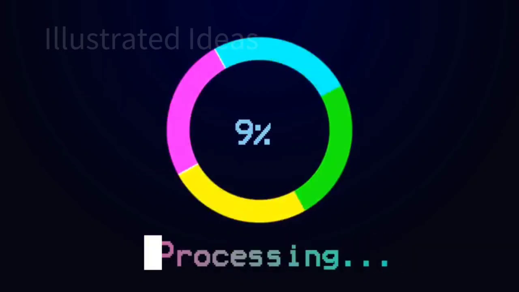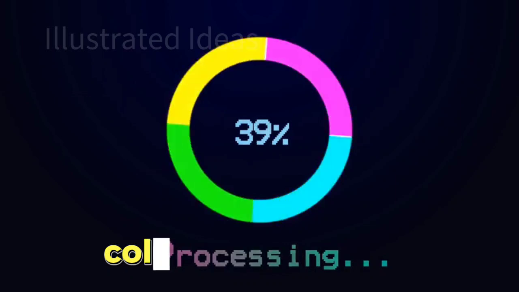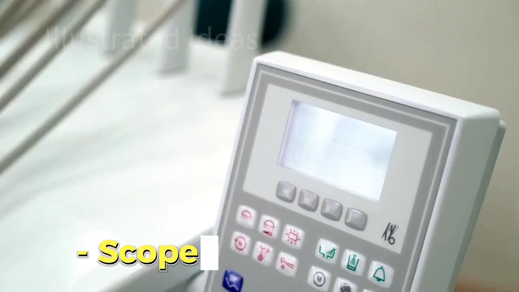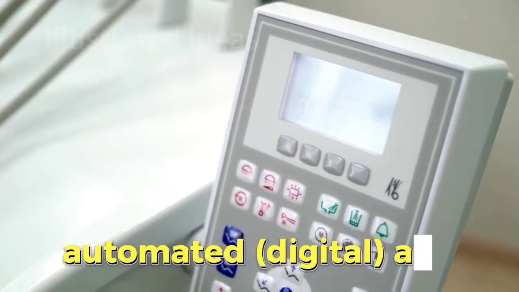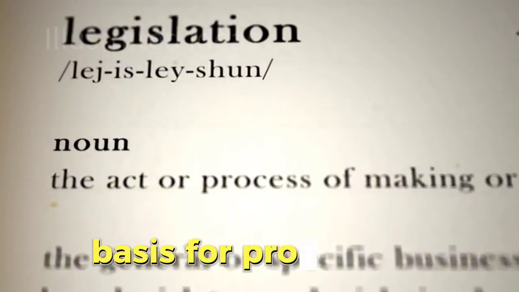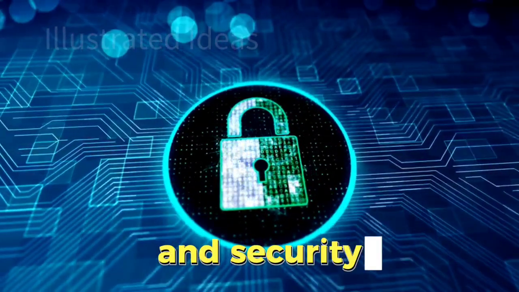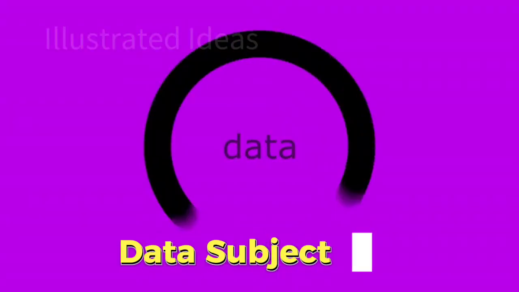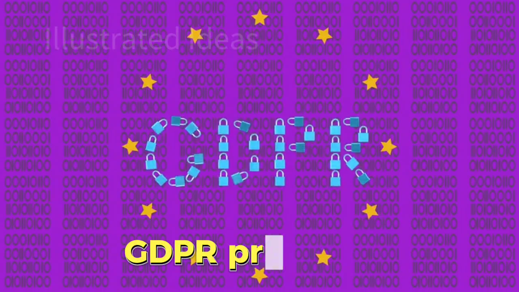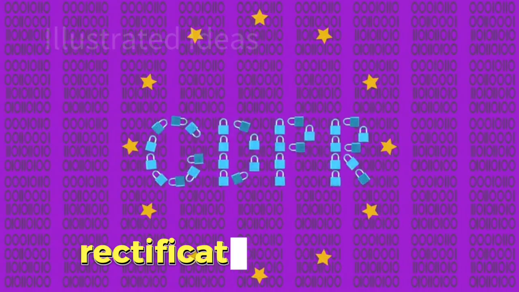2. Processing. Definition: any operation performed on personal data, for example, collection, storage, alteration, sharing, deletion. Scope: includes both automated digital and manual physical actions. Key obligations: lawful basis for processing, transparency, data minimization, and security measures. Point 3. Data subject: the individual whose personal data is processed. GDPR prioritizes protecting their rights, for example, access, rectification, erasure.